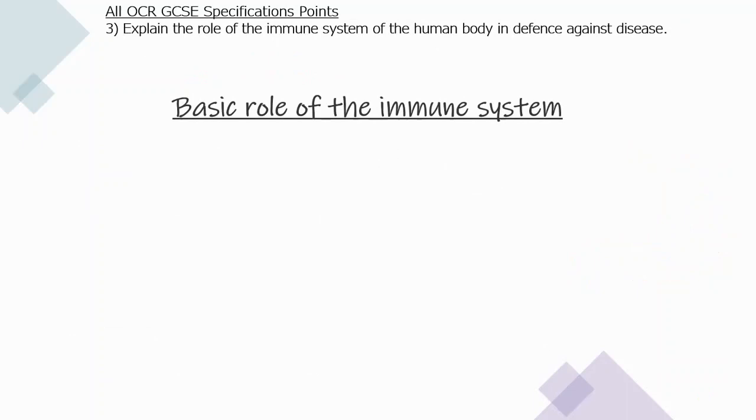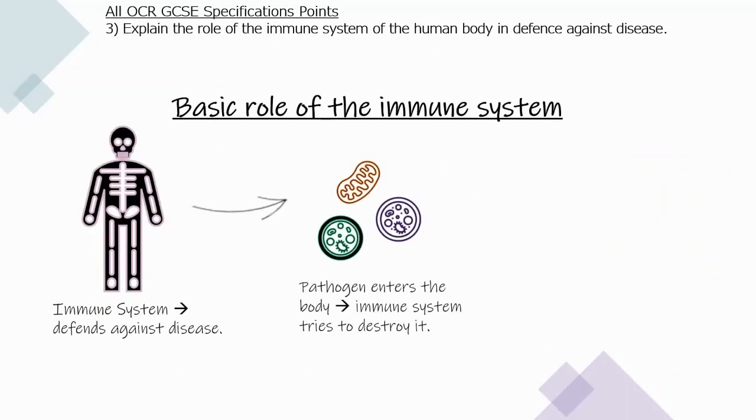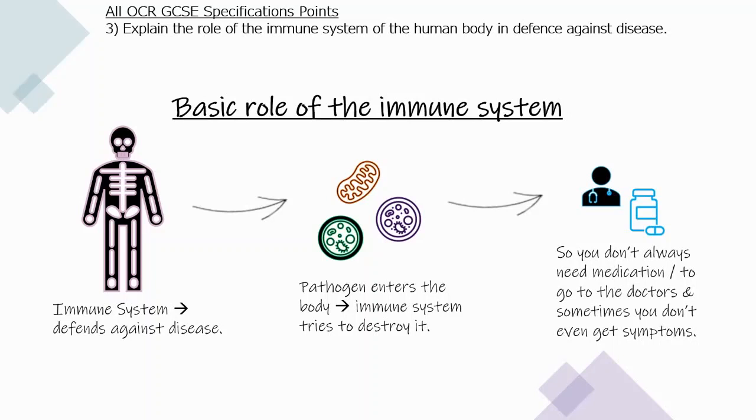So the basic role of our immune system is ultimately to defend against disease. So if a pathogen enters the body, it's the immune system's role to try and destroy it. The good thing about the immune system is that it has memory, so you don't always need medication or to go to the doctors, and sometimes you don't even get symptoms or get ill.